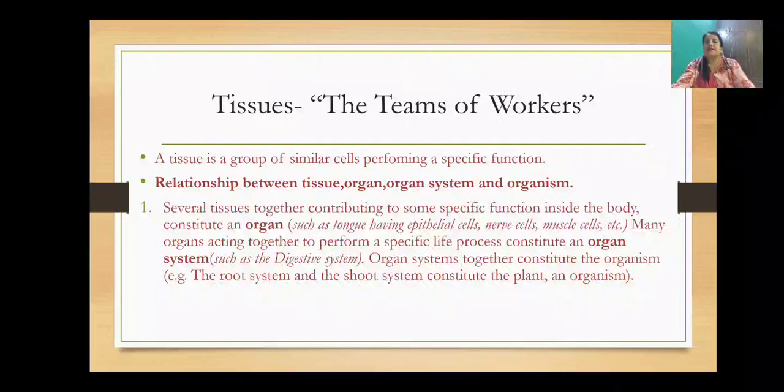Now many organs acting together to perform a specific life process constitute an organ system. Take an example of an organ system in any organism. In humans and other forms, take the example of the digestive system. We know that the digestive system is a complex system which is made up of many organs together, so that forms an organ system. Now the organ systems together constitute the organism. In plants, the entire plant's body is divided into two organ systems. One is the root system, the other is the shoot system. So together a complete organism is formed.